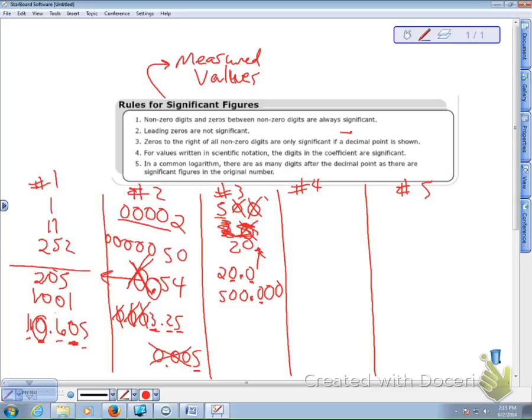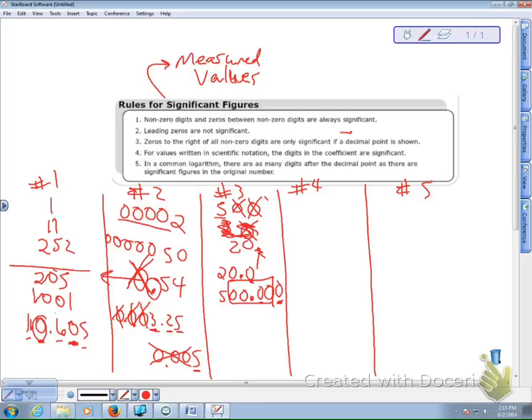The decimal shows you that significance is implied. The final 0 after a decimal is always significant, and then you just refer back to rule number 1. Any zeros between 2 sig figs are going to be significant.